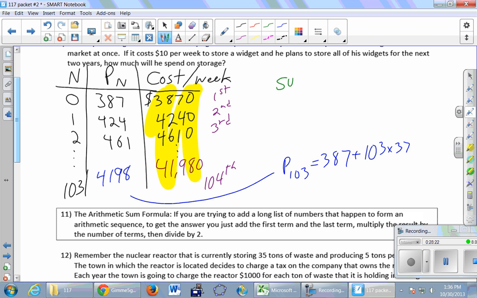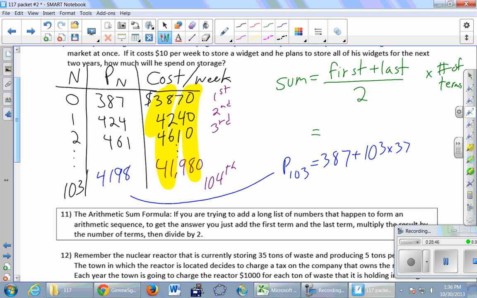So here's our formula. Sum is equal to, I'm just going to write it in English: first plus the last. It says you add them up. You multiply the result by the number of terms. So multiply by the number of terms, and then divide by 2. I'm going to put the division by 2 right here. There's your formula.